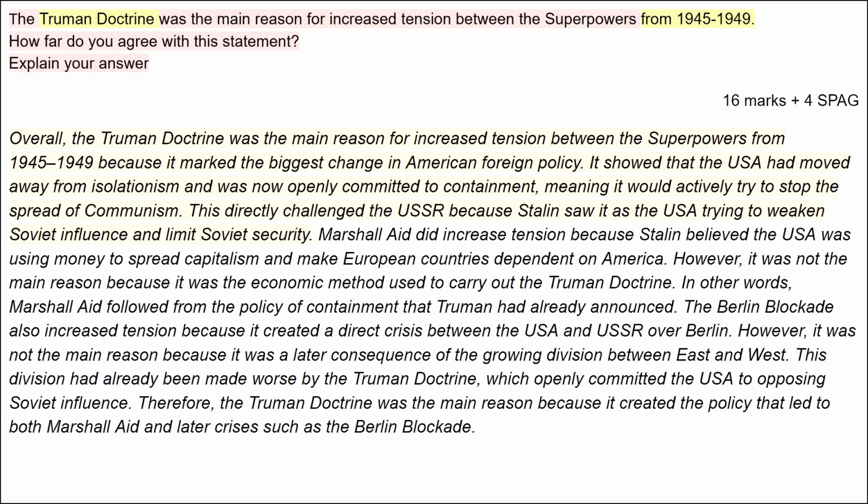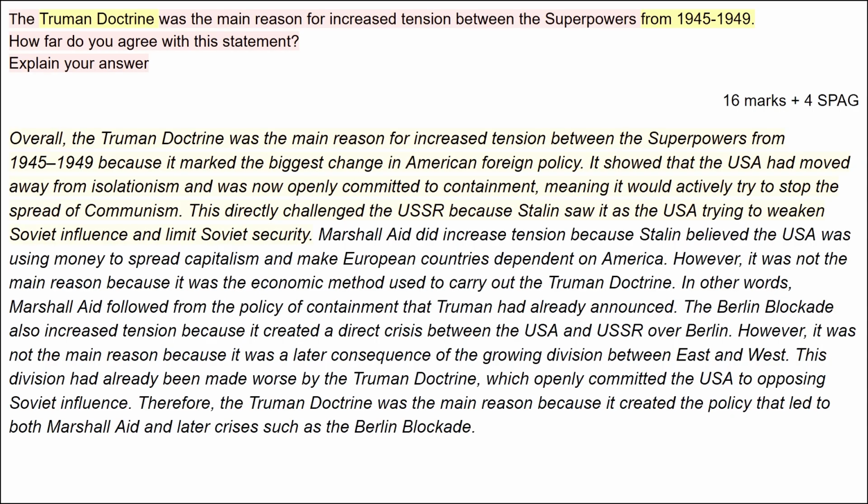Firstly, I'm going to say why my view is correct, and I'm going to make sure that I'm consistent, like I have been throughout the answer, that it is the Truman Doctrine. Overall, the Truman Doctrine was the main reason for increased tension between the superpowers from 1945 to 1949 because it marked the biggest change in American foreign policy. It showed that the USA had moved away from isolationism and was now openly committed to containment, meaning it would actively try to stop the spread of communism. This directly challenged the USSR because Stalin saw it as the USA trying to weaken Soviet influence and limit Soviet security. So the first bit I've done in this conclusion, I've said why my view is correct, the reasons for my view.